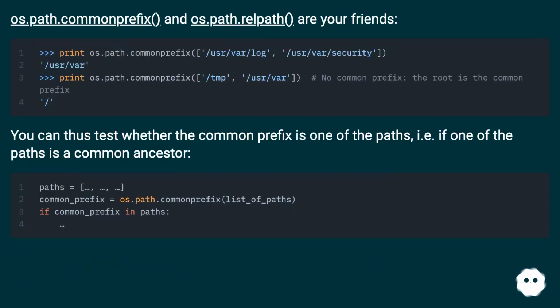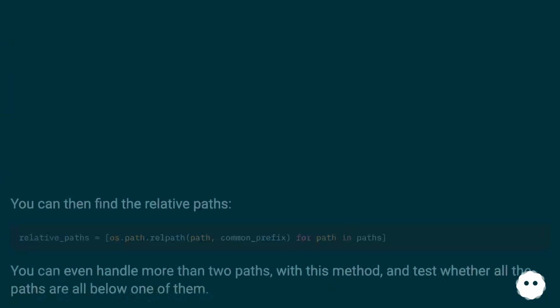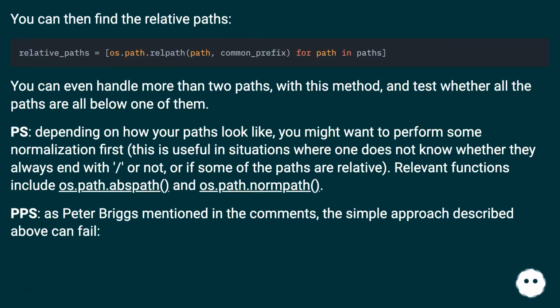os.path.commonprefix and os.path.relpath are your friends. You can thus test whether the common prefix is one of the paths, i.e. if one of the paths is a common ancestor. You can then find the relative paths.